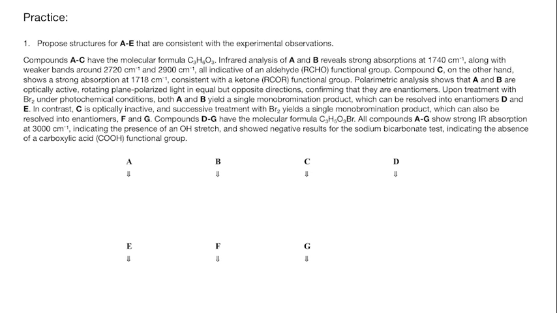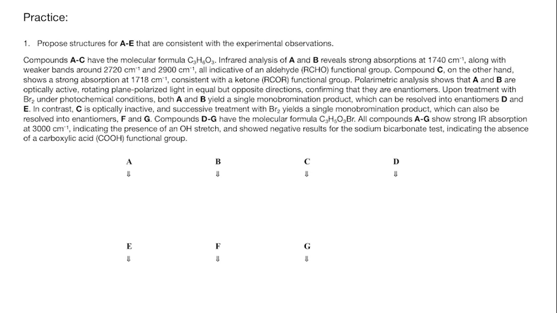Polarimetric analysis shows that A and B are optically active, rotating plane polarized light in equal but opposite directions, confirming that they are enantiomers. Upon treatment with Br2 under photochemical conditions, both A and B yield a single monobromination product, which can be resolved into enantiomers D and E. In contrast, C is optically inactive, and treatment with Br2 yields a single monobromination product, which can also be resolved into enantiomers F and G. Compounds D through G have the molecular formula C3H5O3Br.